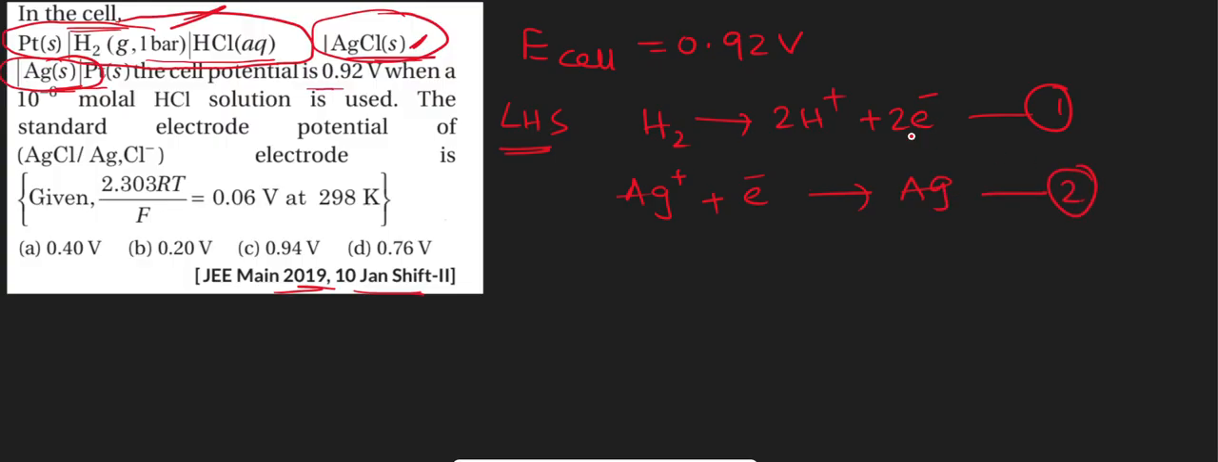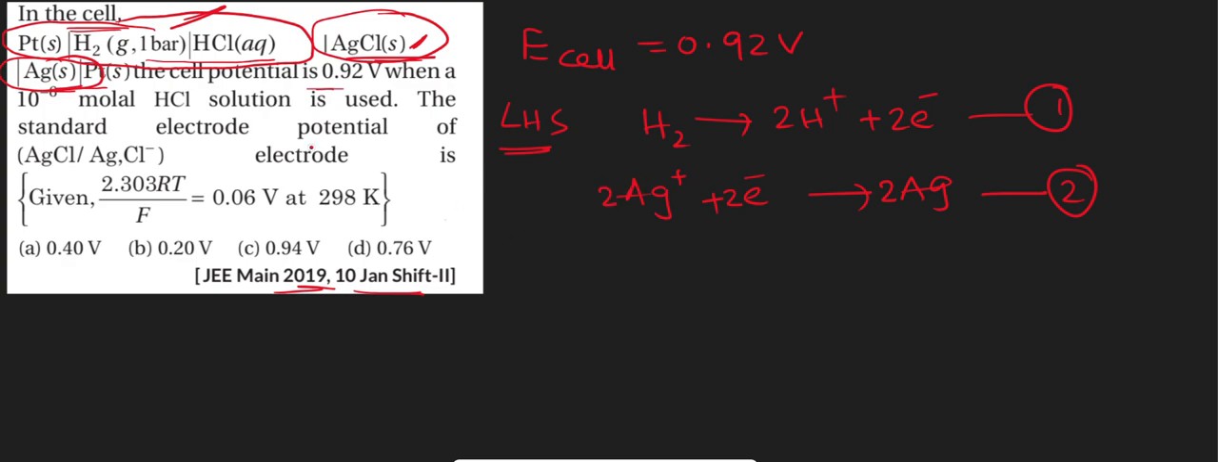On the left-hand side is the cell containing the standard hydrogen electrode. Therefore, on the left-hand side, we know that the oxidation reaction will take place. So I am writing the oxidation reaction: H2 gas gives rise to 2H plus and 2 electrons. This I am assuming as equation 1. And on the right-hand side, we know that the silver electrode is dipped into the silver chloride solution. At that time it undergoes a reduction reaction and forms silver. Clear? As per the balancing equation, I'm writing it as 2 moles.